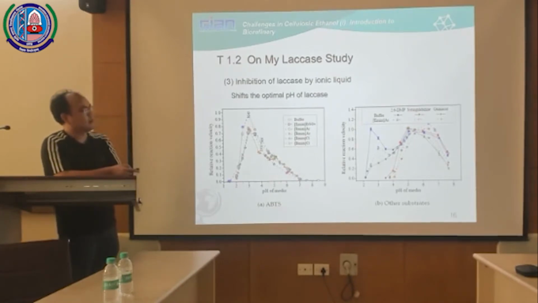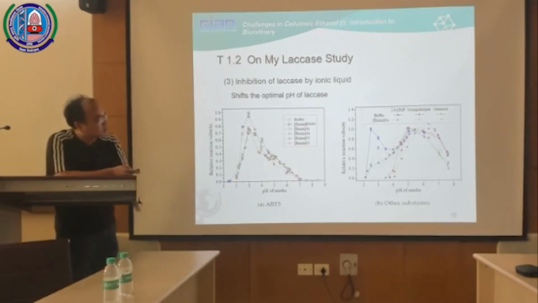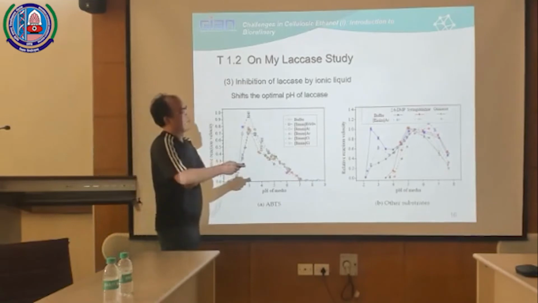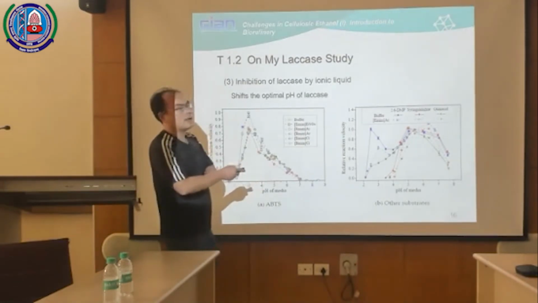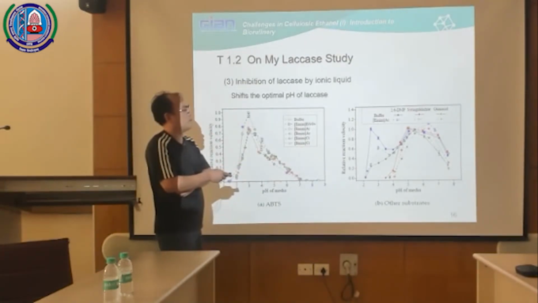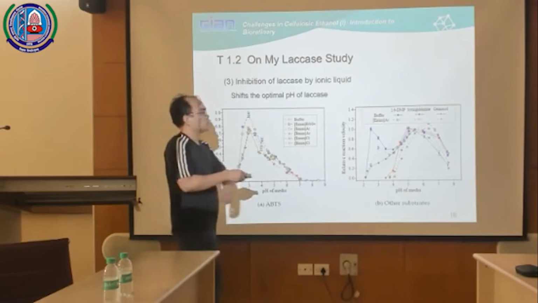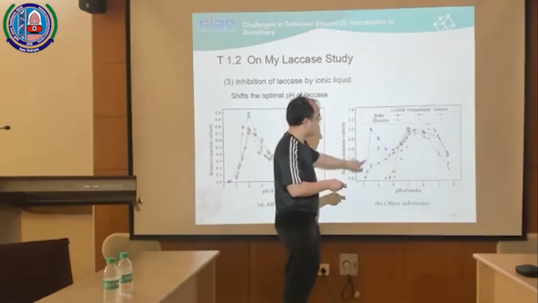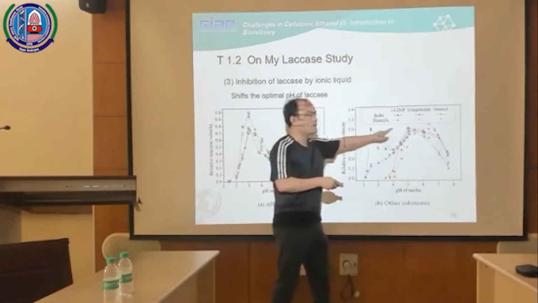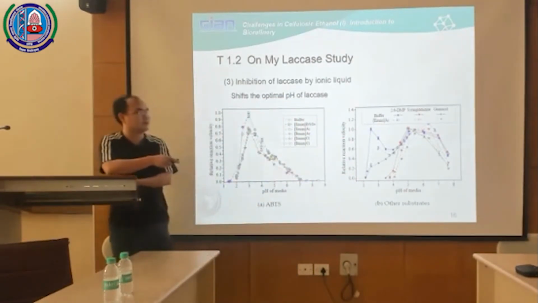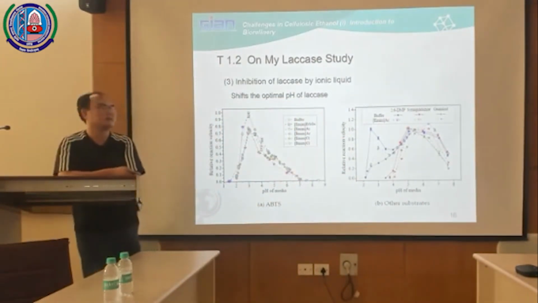We use DMP glycol and SA as substrates, and we use a buffer. We compare the buffer and ionic liquid. We found that they have different optimal pH, and especially for DMP, it has two optimal pH. Can you help me explain this phenomenon?